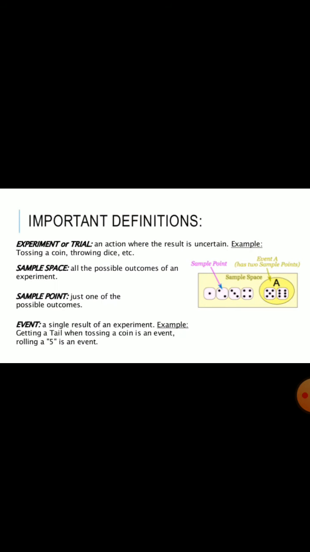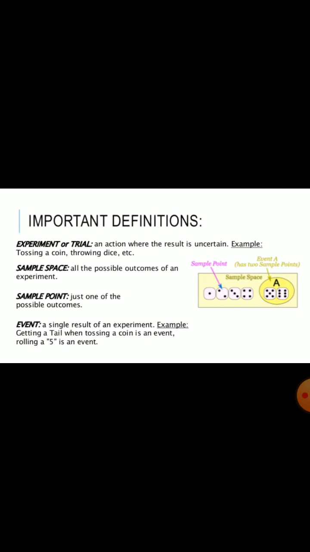Next, here are some important definitions related to probability. Experiment or trial: an action where the result is uncertain. If our result is uncertain, then we say that we are getting a trial. Like if we toss a coin, if we throw a dice, we are uncertain what our answer will be. In the case of coin it can be head or tail, or in the case of dice it can be number 1, 2, 3, 4, 5 or 6.